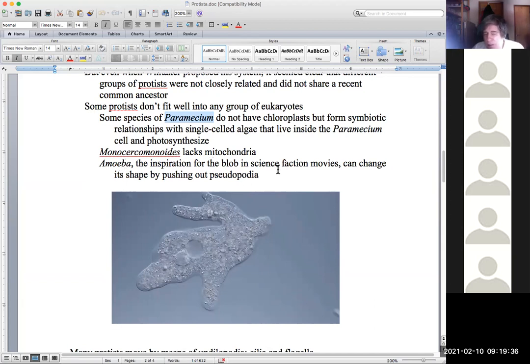Or if we look at amoeba, the inspiration for the blob in all the science fiction movies, if you've ever seen any of those, it doesn't have a fixed shape. It can change its shape by pushing out these little projections, which are called pseudopodia. Pseudopodia literally means false feet. Pseudo means false or fake. Podia, like a podiatrist, feet.